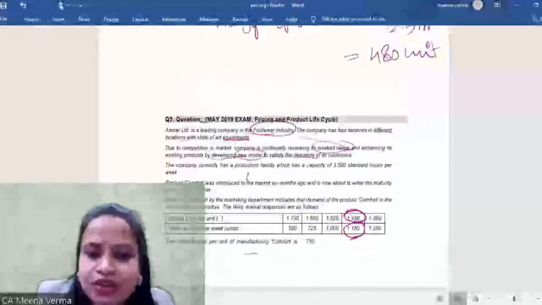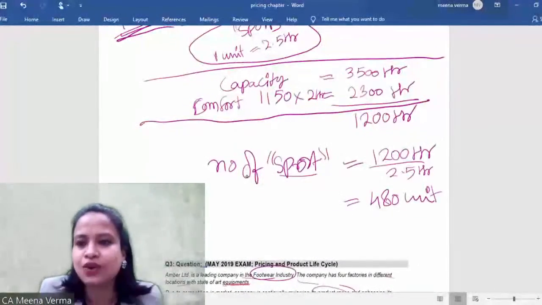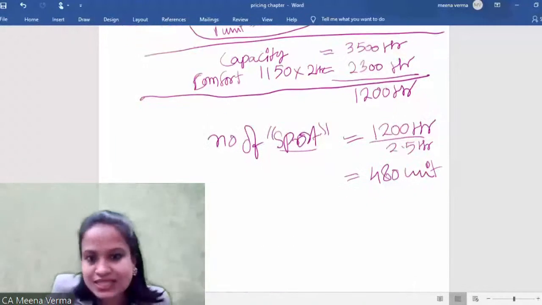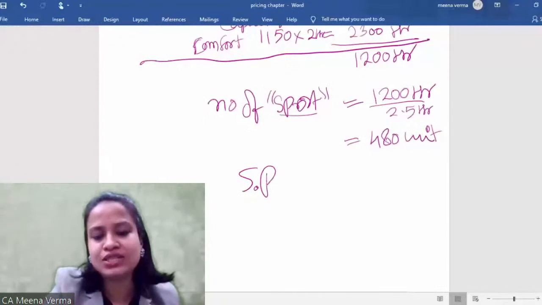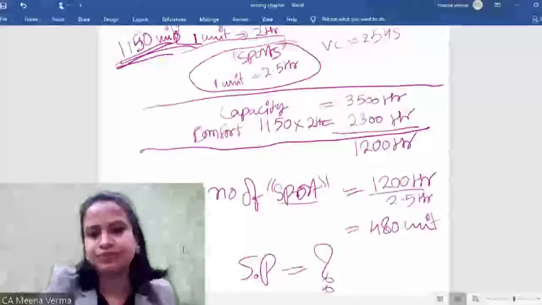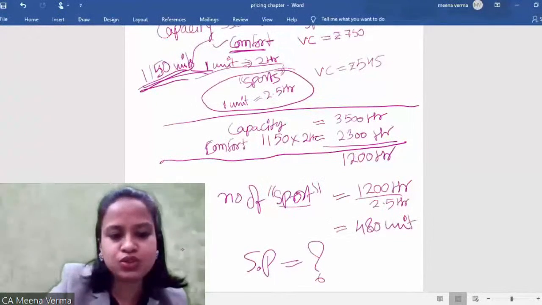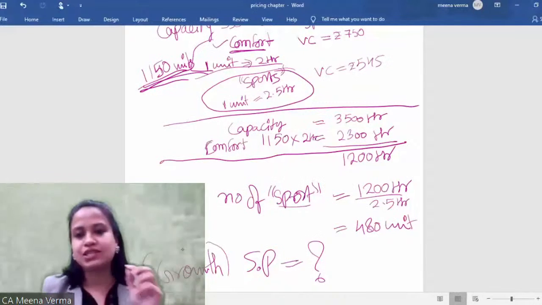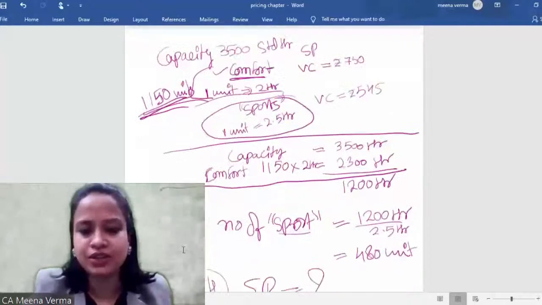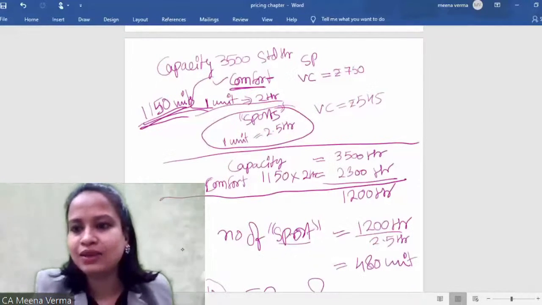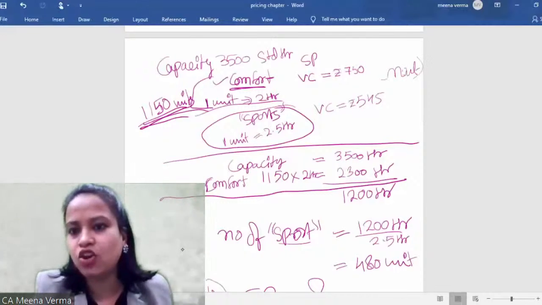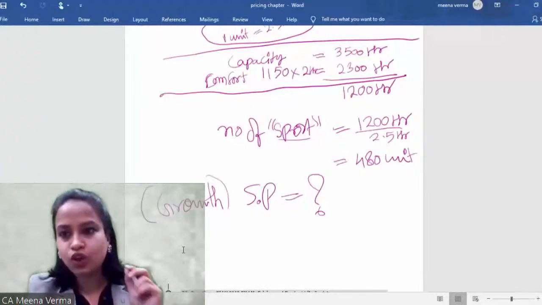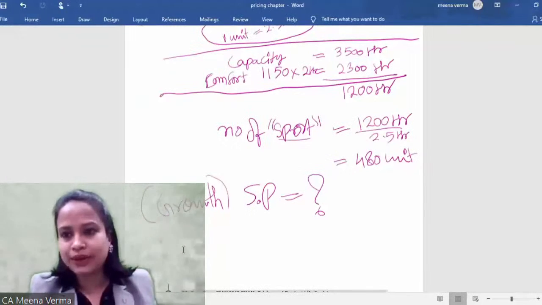First we have found the units of sports which we can produce in spare capacity. Now decide at what selling price you can sell this sport product. You are in the growth stage now. The competition will begin in the growth stage. For the product comfort, you are in the maturity stage, where competition is intense. And for the sport product, you are in the growth stage, where competition will begin.